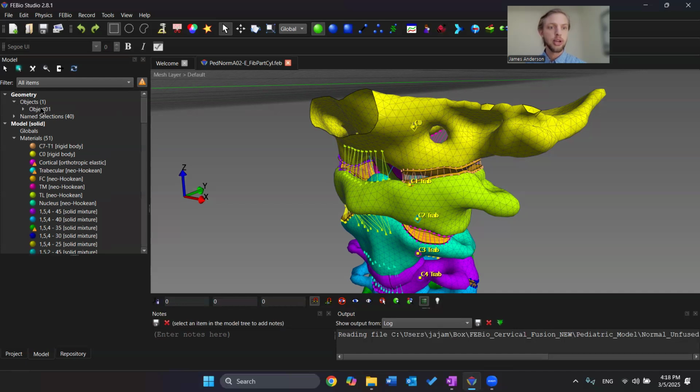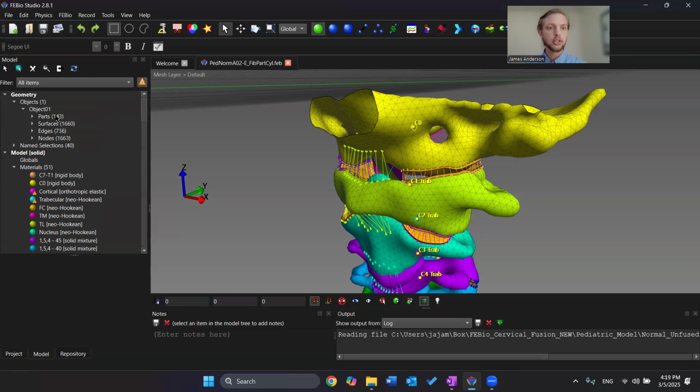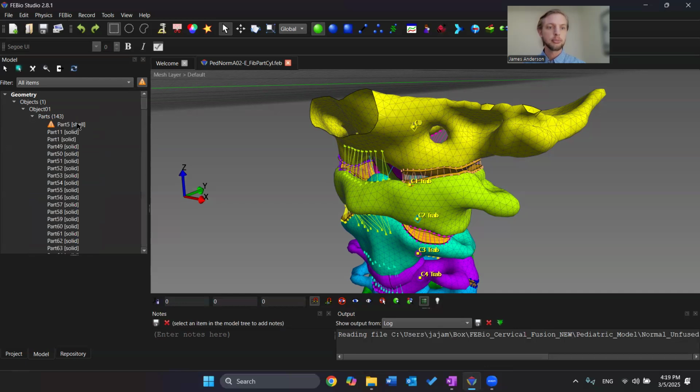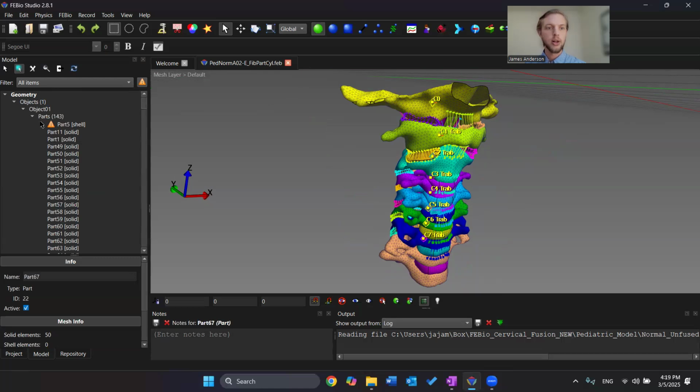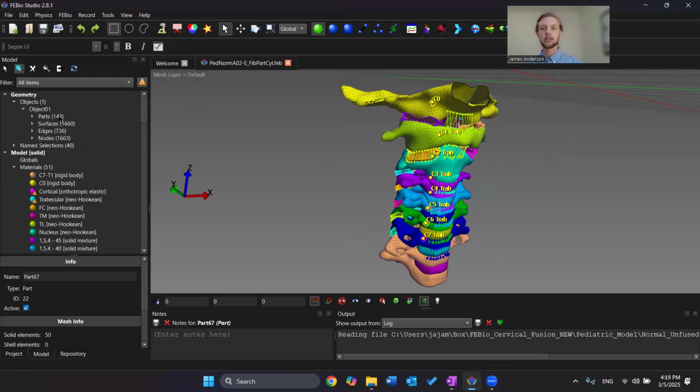In geometry, we have different objects: 143 parts, over 1,000 surfaces, lots of edges, lots of nodes, and lots of these, 40 of them, are named. One of the most useful things we can do here is look at these, our active parts. If we click this button, it will highlight them as we select them, so you can see different parts. We won't interact with that a lot, but sometimes it's helpful when we're working with a mesh or with materials and things like that.